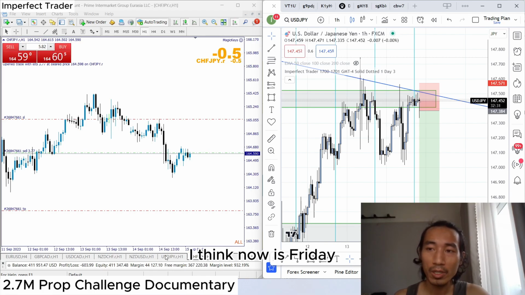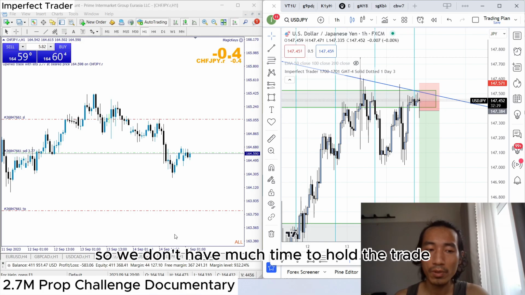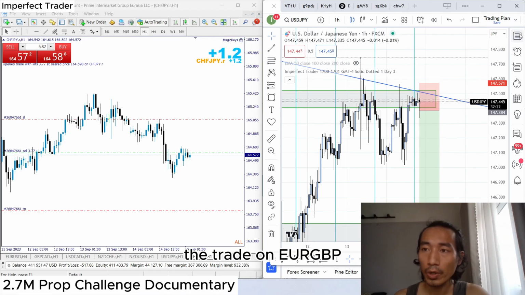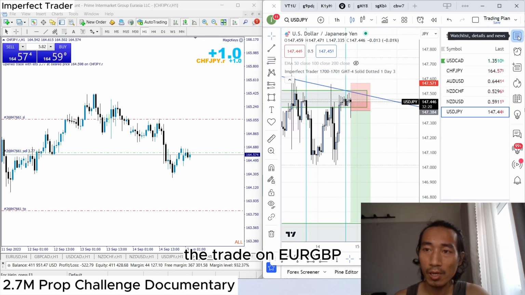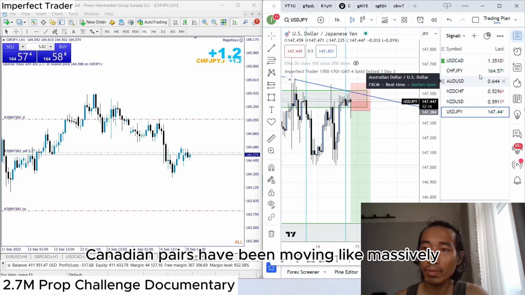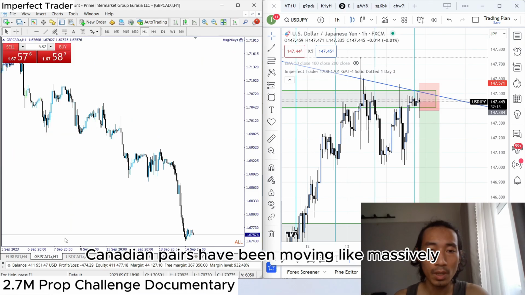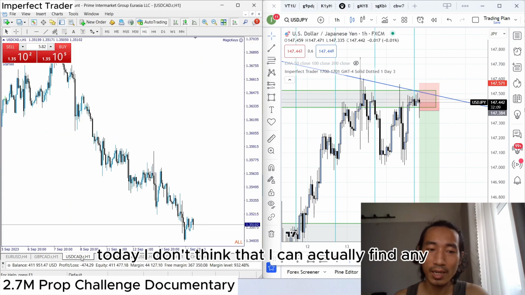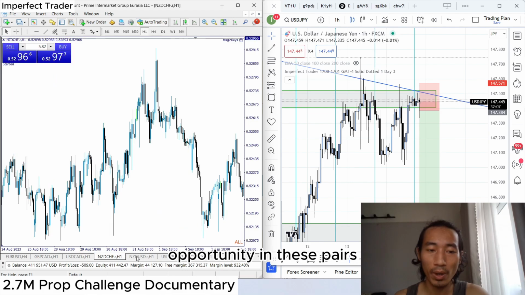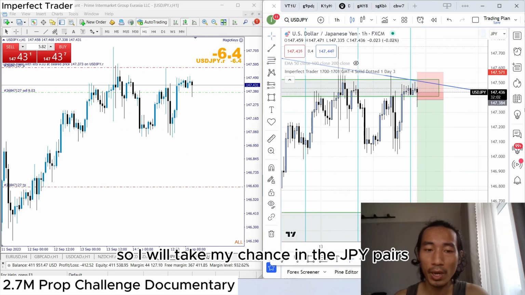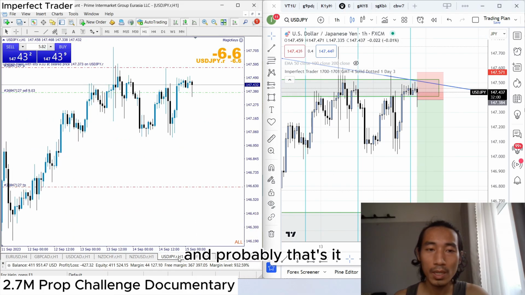I think now is Friday, so we don't have much time to hold the trade, and most of the trades on Euro, GBP, Canadian pairs have been moving massively yesterday. So probably today I don't think that I can actually find any opportunity in those pairs. So I will check my chance in the JPY pairs, and probably that's it.